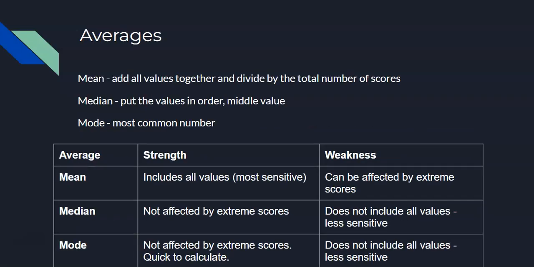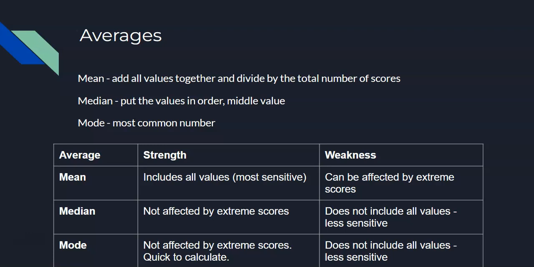Now, the last thing we've got to look at is averages. So we've got mean, median and mode. Now the mean is where we add up all the values and we divide it by that total number of scores. The median, we put all of the values in order and we find that middle number. And we've also got the mode where we're looking for the most common number.